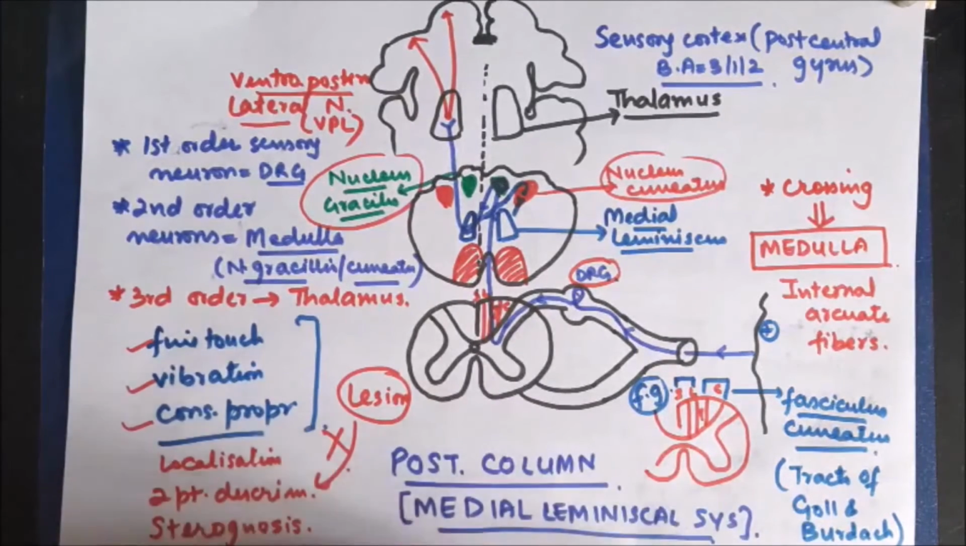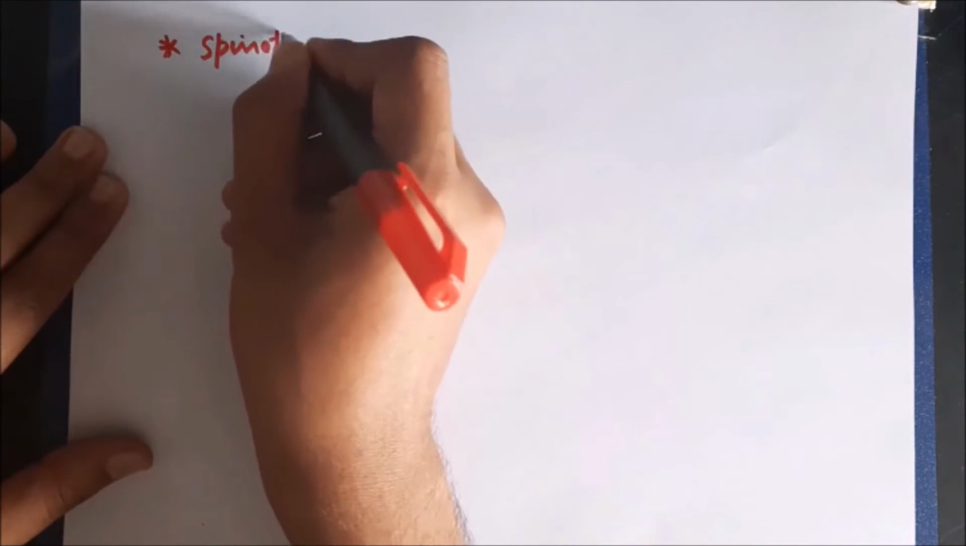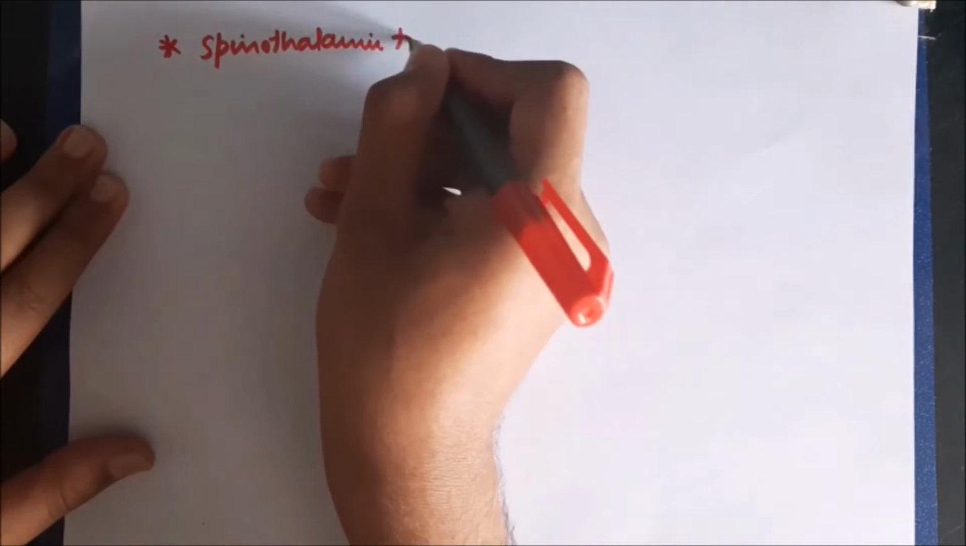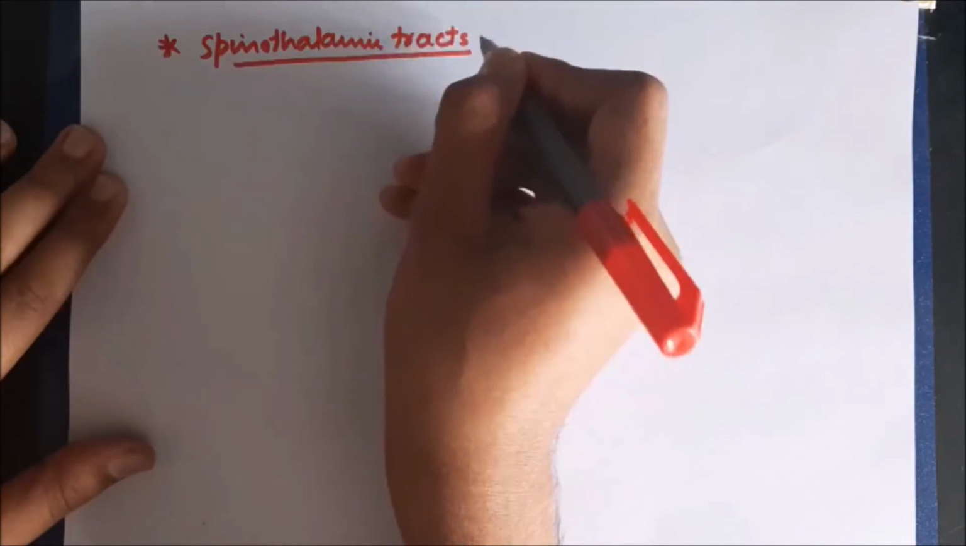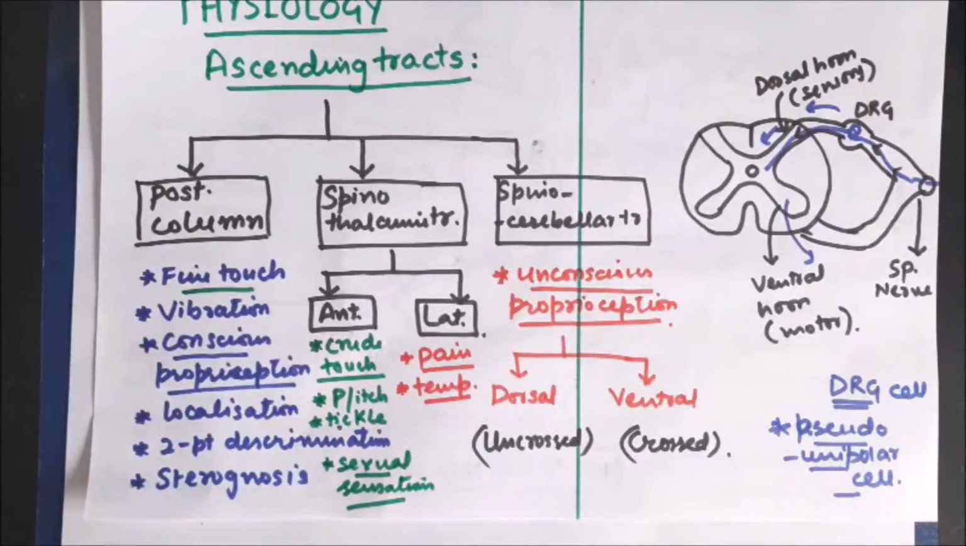Tracts of Gall and Burdach. Let us discuss another important sensory tract, which is called the spinothalamic tract. Spinothalamic tracts are very important because most of the important sensations are carried through these tracts. Again, if we take a look, it consists of anterior and lateral spinothalamic tracts.